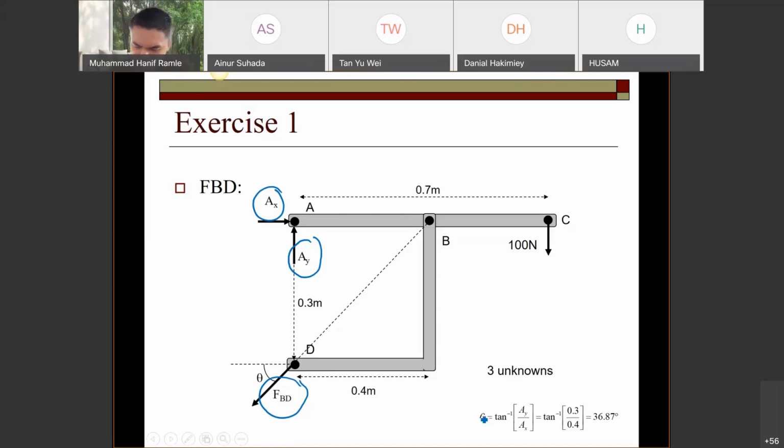Yes, the theta can be gotten from the triangle there, where the answer is given here. And from here you can use moment equal to 0 and force equal to 0 to get the values of ax, ay, and FBD. From here, what is the next step to do the calculation? Is it moment? Is it force? What point should you take? Anyone? You can share.